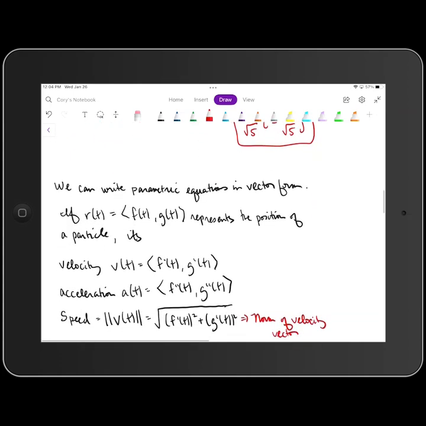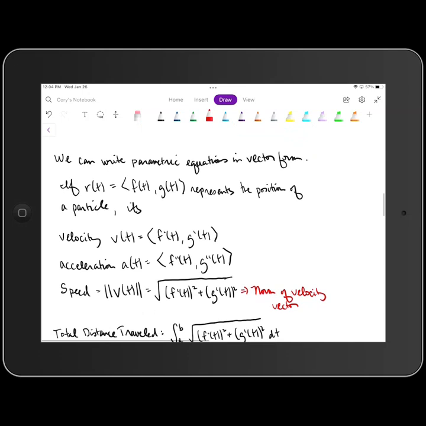Okay, so I'm changing colors here because this is the stuff that you need to know as far as this class is concerned. You guys need to be aware that we can write parametric equations in vector form.